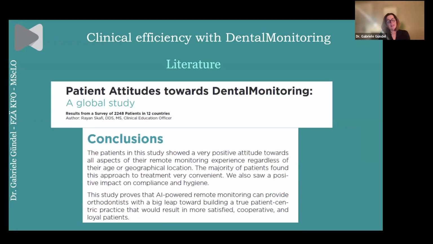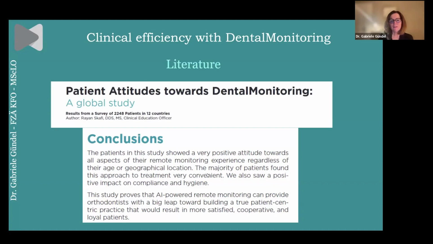The second study deals with patient attitude towards dental monitoring. So how do the patients feel? Are they compliant with dental monitoring? Do they like it, or is it annoying? The conclusion is that the patients in the study, and we had 2,248 patients, which is a really huge amount of people, showed a positive attitude towards all aspects of their remote monitoring experiences.